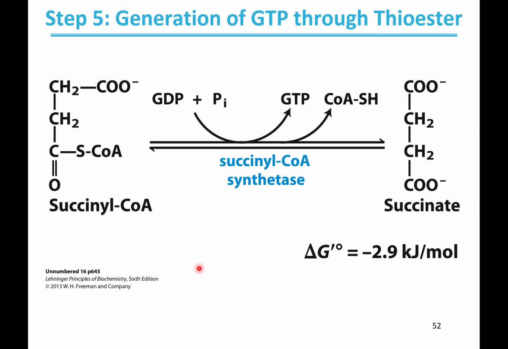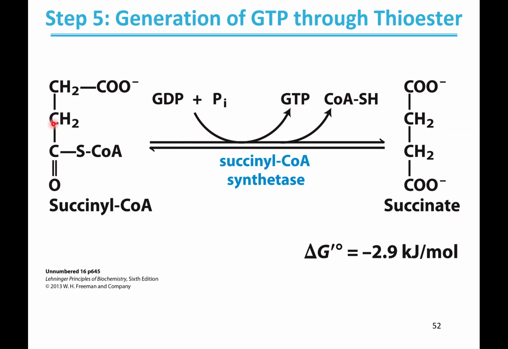Okay, moving on to step 5. Step 5, we have succinyl CoA being converted to succinate. And the enzyme that catalyzes this is succinyl CoA synthetase. Okay, and that enzyme name suggests that it's making succinyl CoA. And when it was discovered, it was probably discovered in the reverse direction.